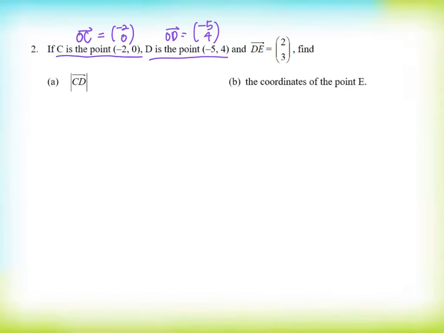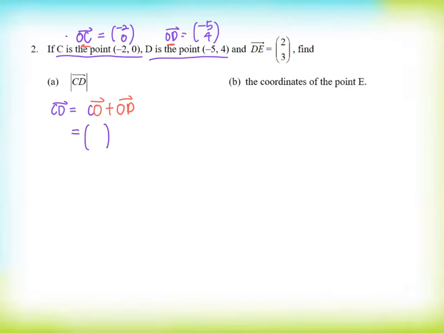And DE is (2, 3). Find the magnitude of CD. So in order to find the magnitude of CD, we need to find the vector CD first. From C, where can I go to? Well, it tells me that C goes to O. And after that, from the letter O, I need to travel to the position D. So that means I started at C, ended at D, and I will have the column vectors.